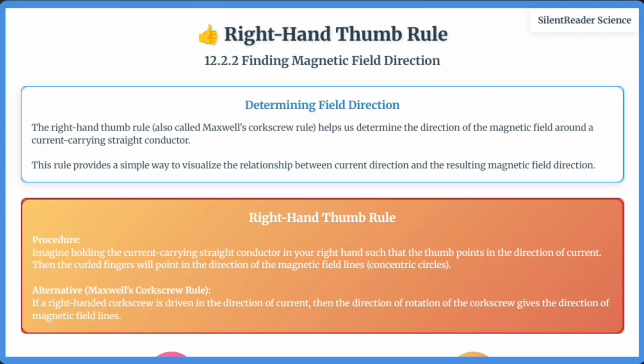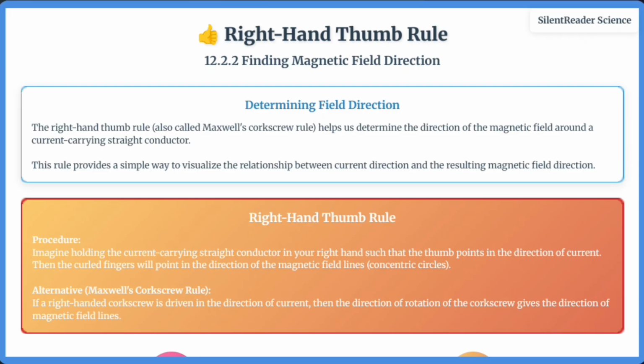Now let's learn about the right-hand thumb rule, which helps us determine the direction of the magnetic field around a current-carrying straight conductor. This rule, also called Maxwell's corkscrew rule, provides a simple way to visualize the relationship between current direction and the resulting magnetic field direction. According to the right-hand thumb rule, imagine holding the current-carrying straight conductor in your right hand such that the thumb points in the direction of current. Then the curled fingers will point in the direction of the magnetic field lines, which are concentric circles.